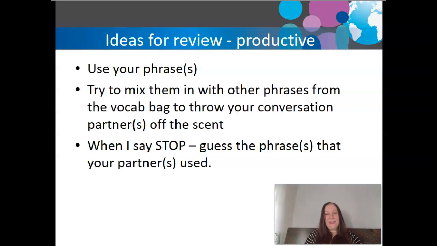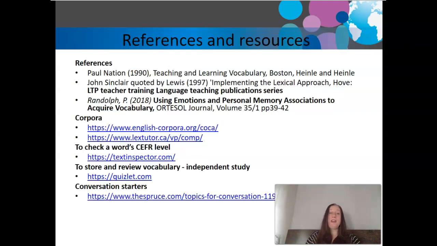Yeah, so that's the activity, and it works quite well. The students try to keep their slips secret and, like I said before, throw their partners off the scent. So it's just a variety, a few little activities that I found to be quite fun, engaging, and to help learners retain vocabulary. Here are some references and resources for you.